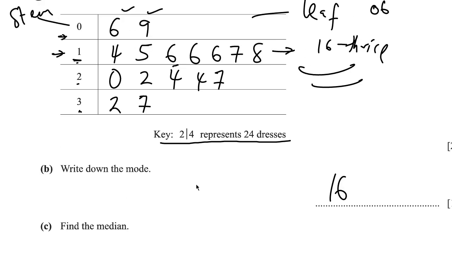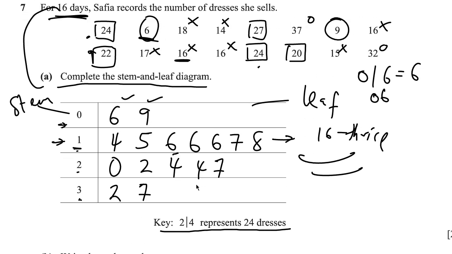The next question says find the median. So what's the median? You have a data set arranged in ascending order or descending order, and then you get the middle value. To do this from the stem and leaf diagram, because you know that this is arranged from the smallest to the largest, we strike off values from both ends.